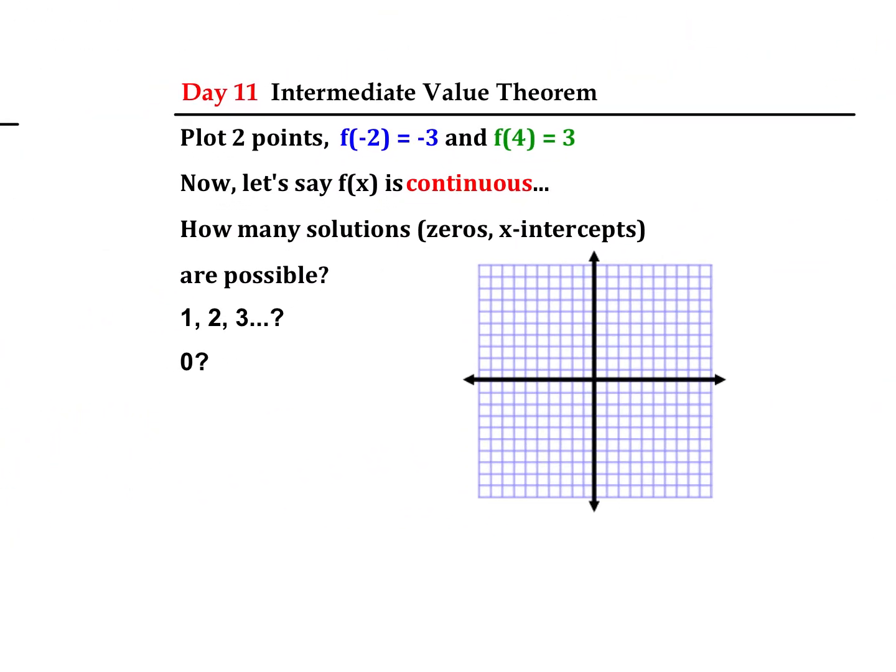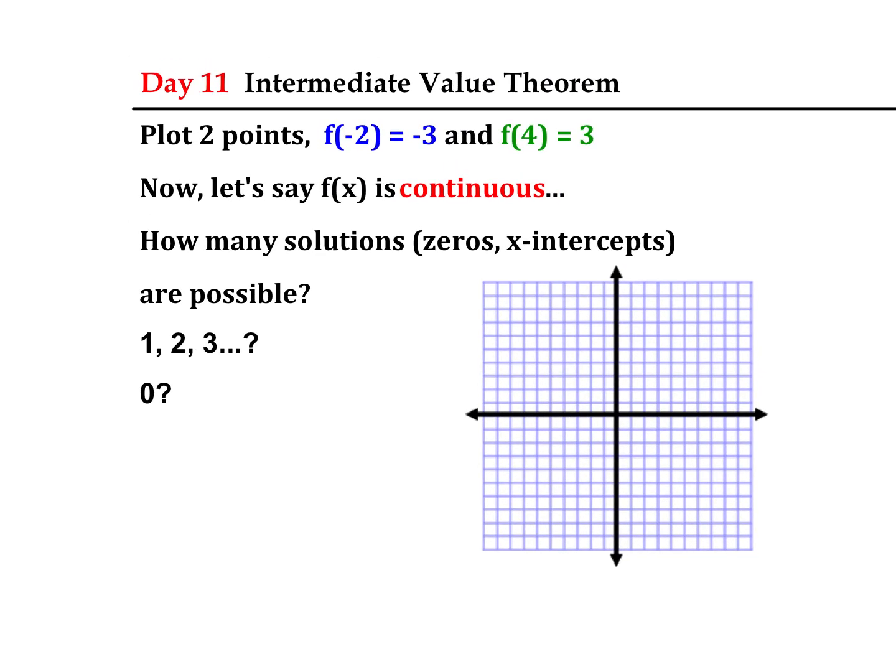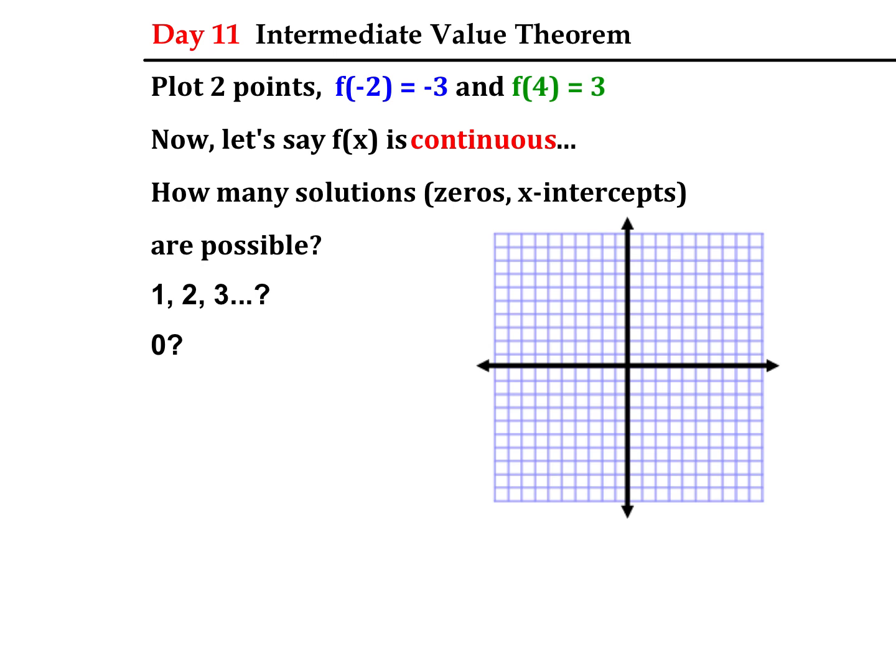So let's throw a hypothetical. Let's say you have a polynomial, and it's continuous, and f of negative 2 is negative 3. So I have a point (negative 2, negative 3) on the graph. And then f of 4 equals 3. So I have another point (4, 3) on the graph. And I want to know, if I connected these, how many x-intercepts are possible?